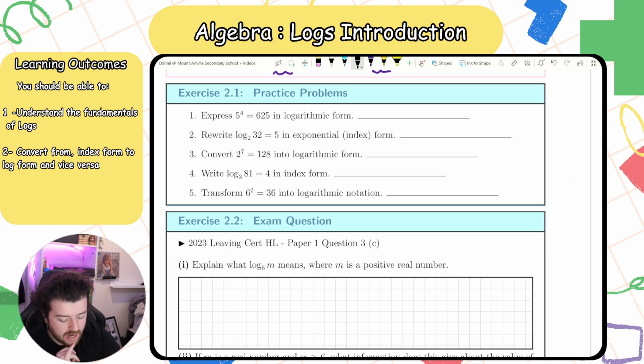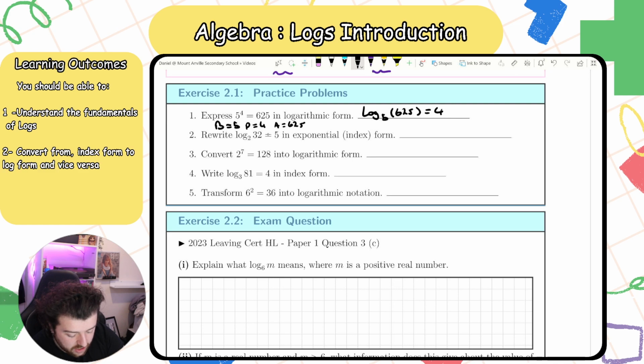So let's do some practice problems. Express 5 to the power 4 equals 625 in log form. So remember BAP. My base is equal to 5, my power is equal to 4, and my answer is equal to 625. So I want to convert this to log form. So BAP: log of my base, which is 5, my argument or answer is 625, is equal to 4. 5 to the power of 4 equals 625.